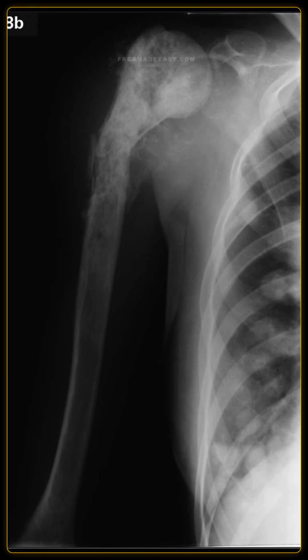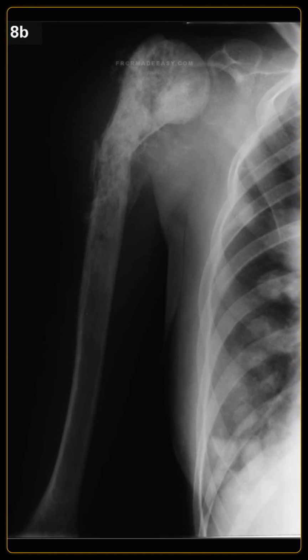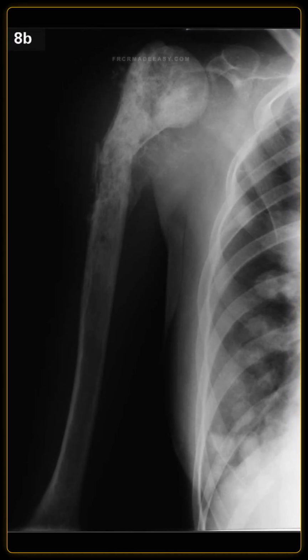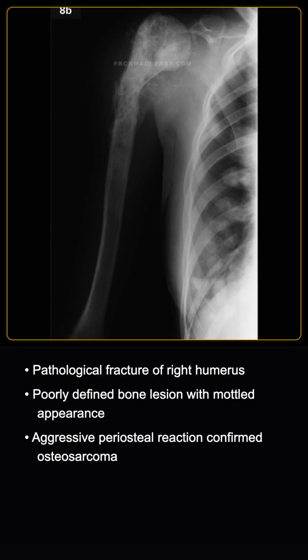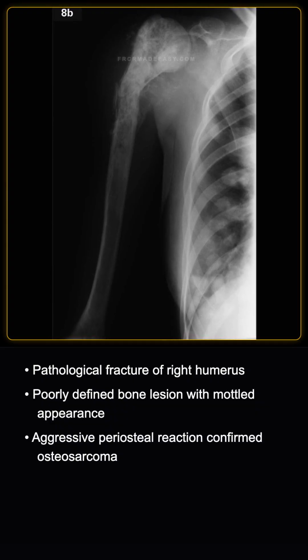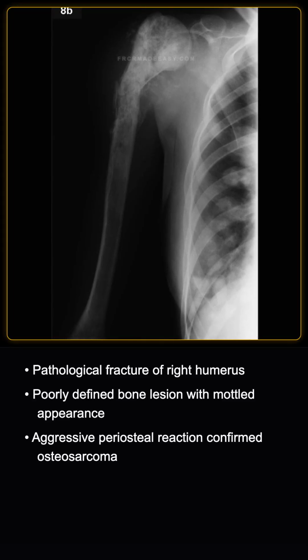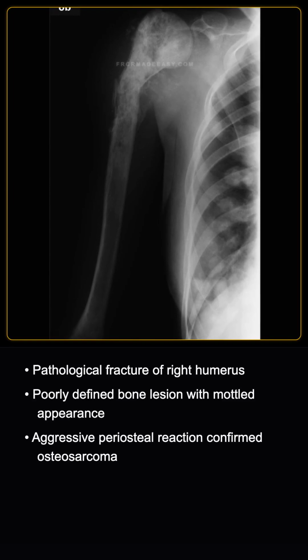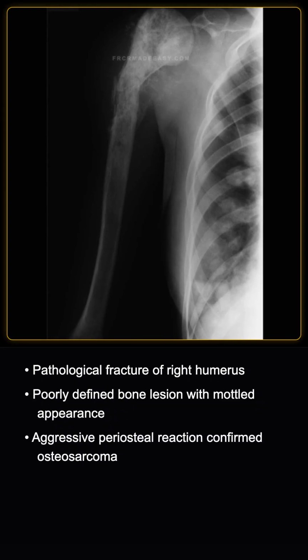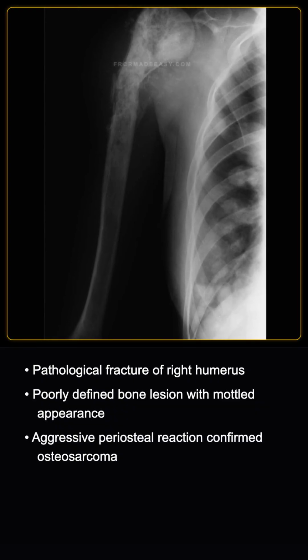I am displaying an AP radiograph of the patient's proximal right humerus. Describe the findings. This AP radiograph of the right humerus demonstrates a pathological fracture of the upper diaphysis. There is an underlying poorly defined bone lesion in the metadiaphysis showing a wide zone of transition, mixed lytic and sclerotic areas, and an aggressive periosteal reaction, confirming a primary osteosarcoma.